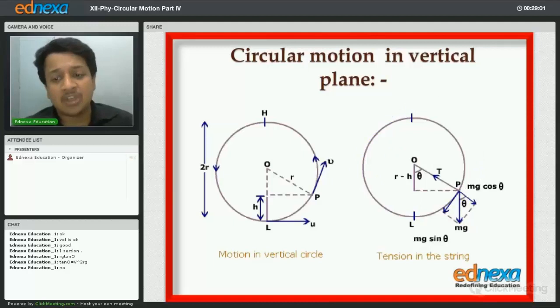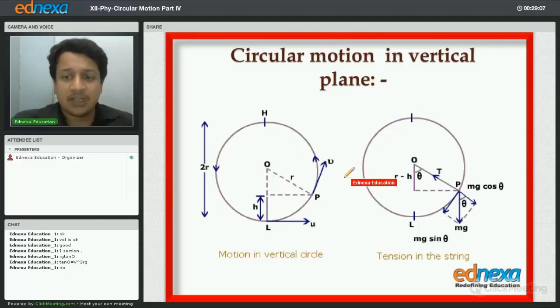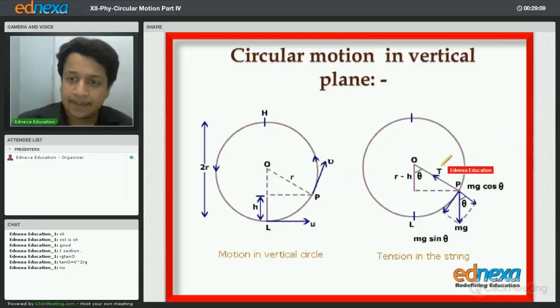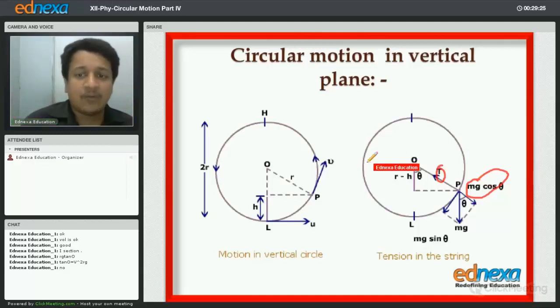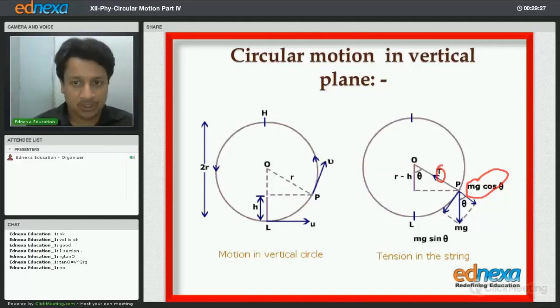So what is the basic equation of vertical circular motion? See, the basic equation of vertical circular motion is: tension is acting towards the center, mg sin theta is acting away from the center, and these together, tension and mg cos theta, are responsible for centripetal force. Who is responsible for centripetal force? Tension and mg cos theta.